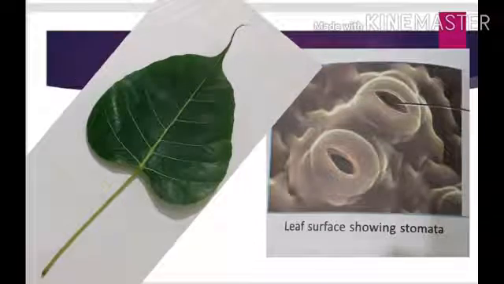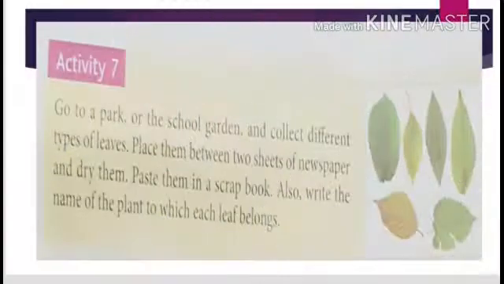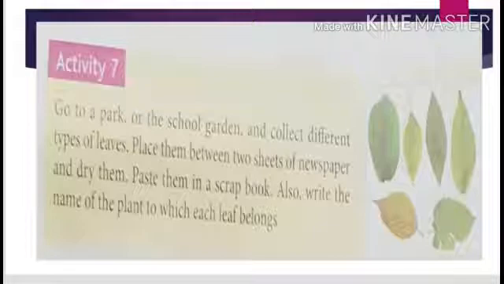See the picture of stomata, which are the tiny pores present on the surface of the leaf. These stomata are tiny openings. Through them there is exchange of gases and evaporation of excess water. Activity 7 is given at page number 130.